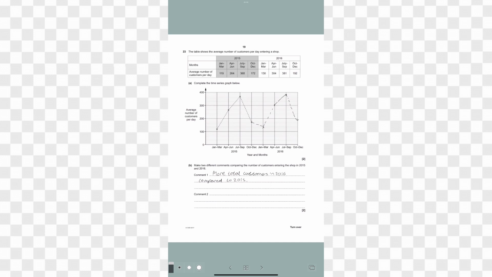Another thing you could talk about is specific seasons. So for instance, you could say from January to March, 2016 had more customers compared to 2015.